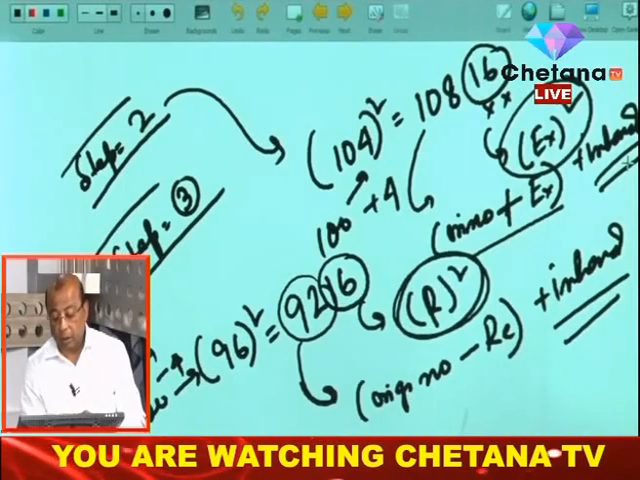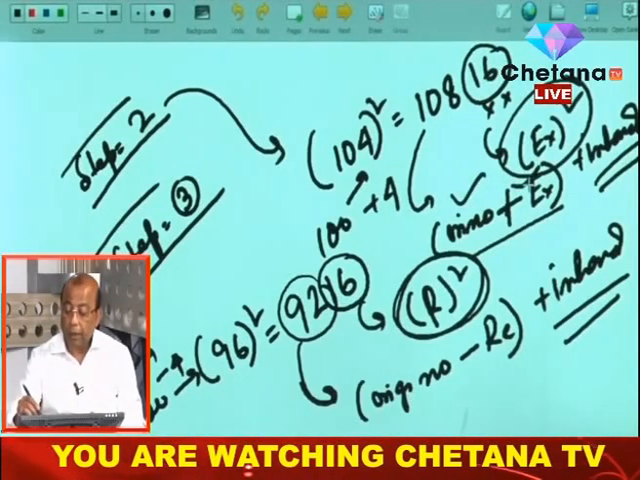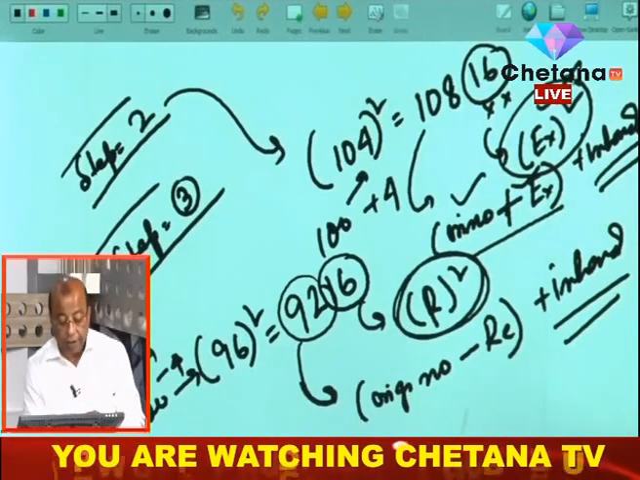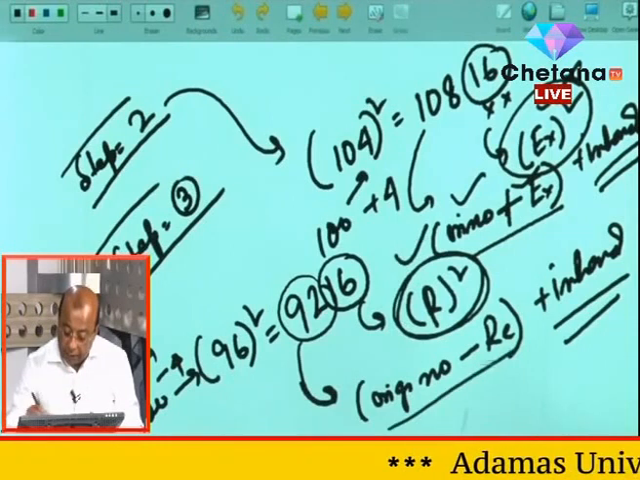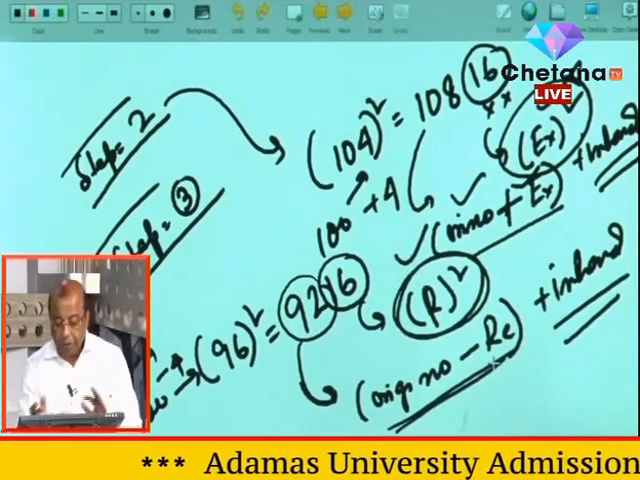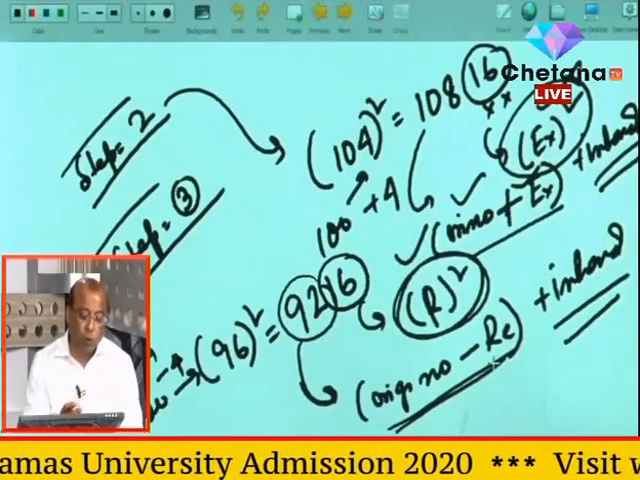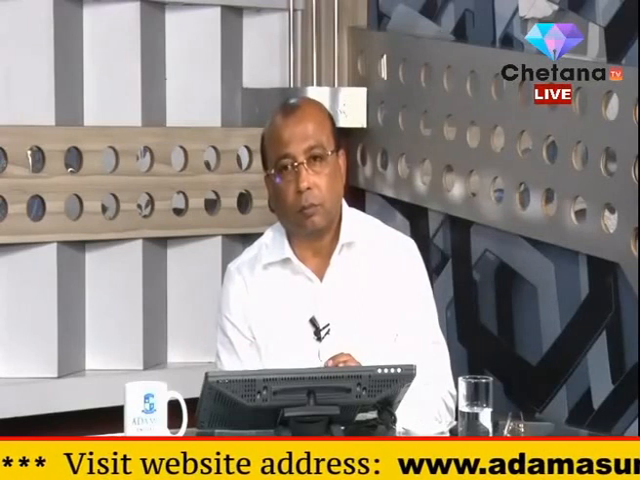In case of extra, original number plus extra, whole square. In case of reduction, less, reduction whole square and original number minus reduction. That is the comparative study of step 2 and step 3. I think it will be clear to all the students. And the range of step 3 is 75 to 99.